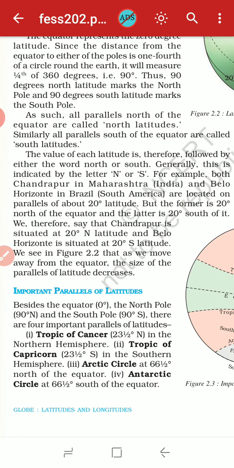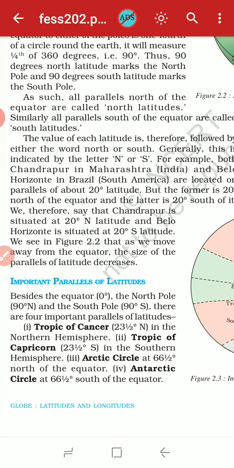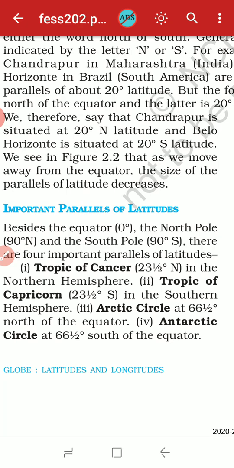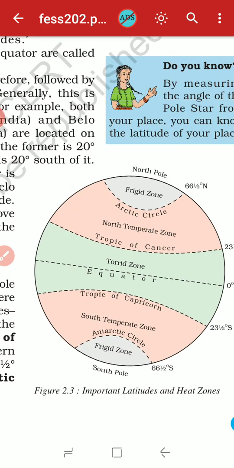So just because of latitude we can easily find out the place where they belong. Now, the important parallels of latitudes. In this paragraph we are going to study some important latitudes: the Tropic of Cancer, the Tropic of Capricorn, the Arctic Circle and the Antarctic Circle. Let's take a look at the globe we have given here.